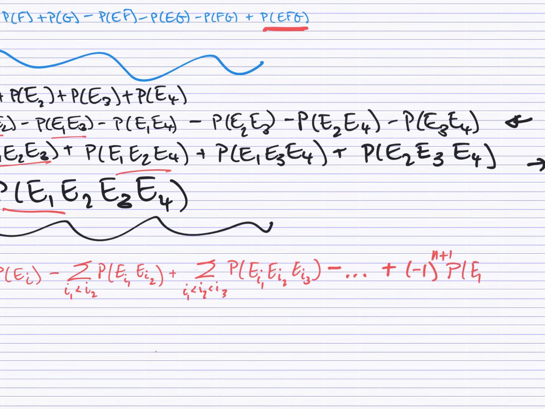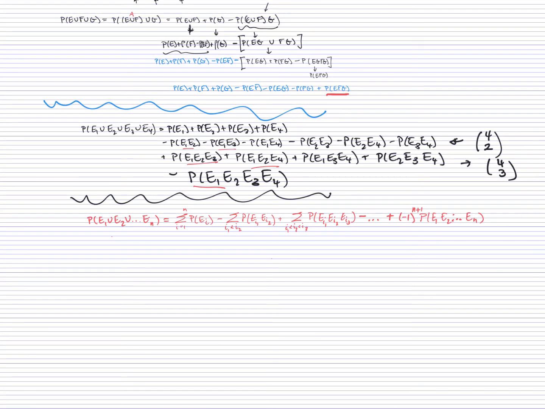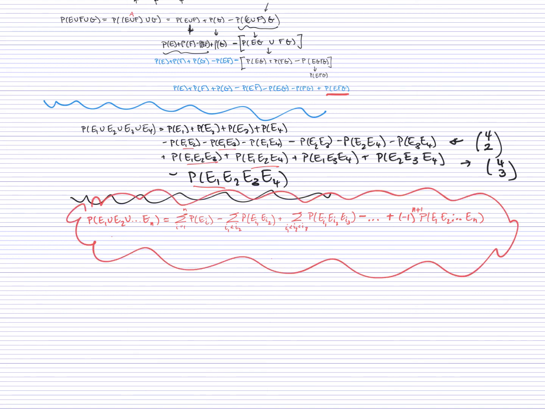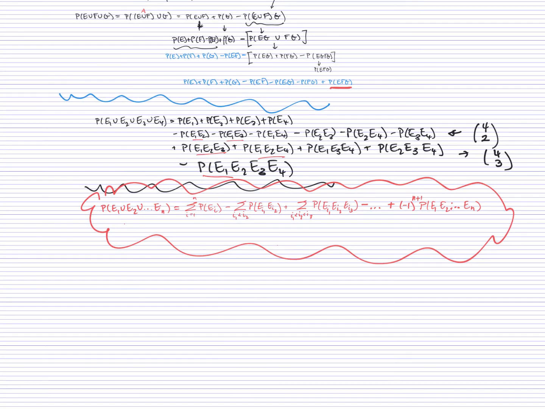Probability of E1, E2, dot, dot, dot, E sub n, the intersection of all n of them, okay? And this right here is the inclusion-exclusion identity that will come in handy for us in specific problems that I'll illustrate in another video.